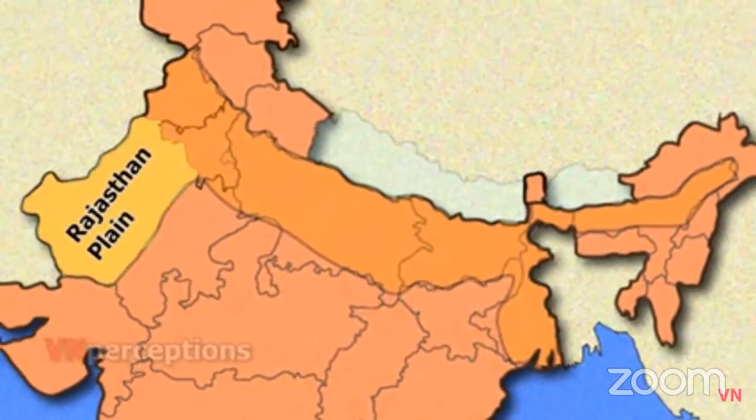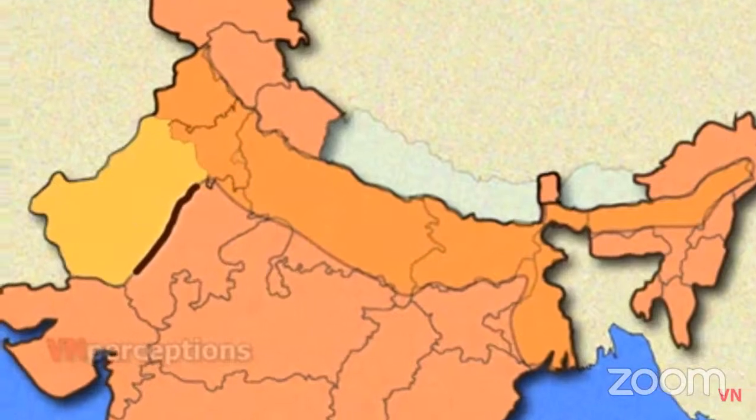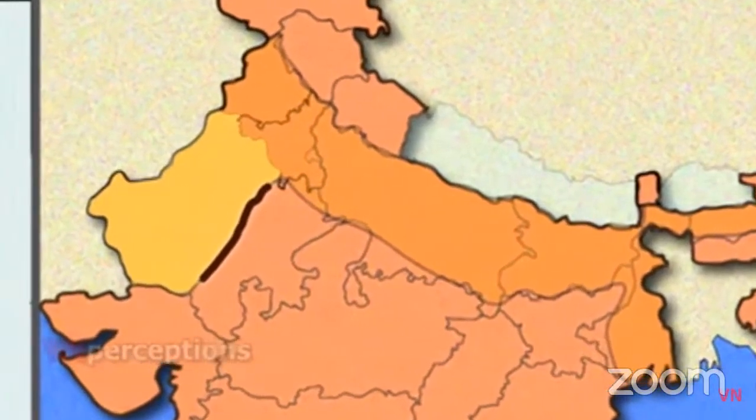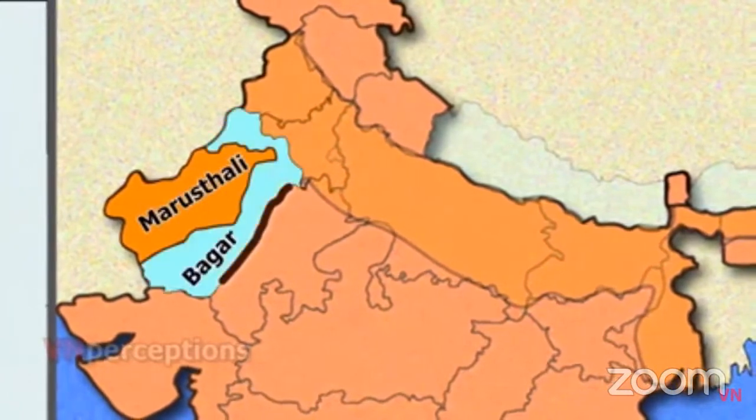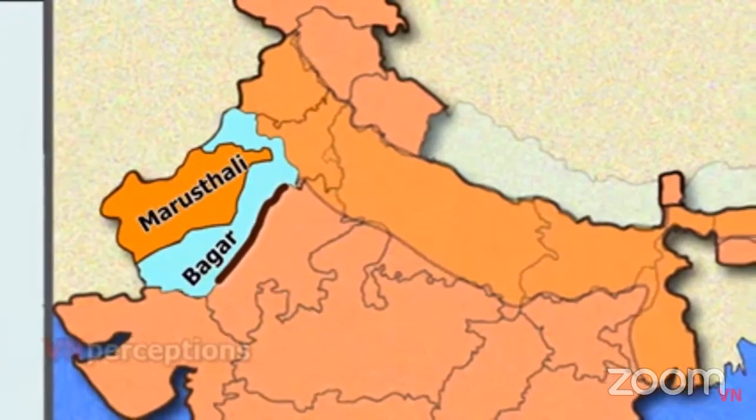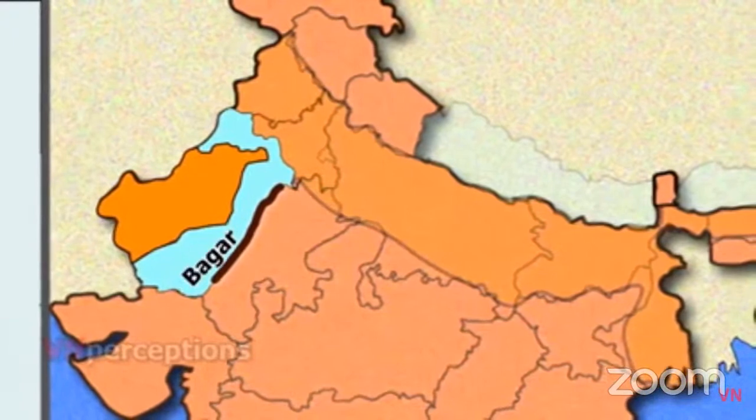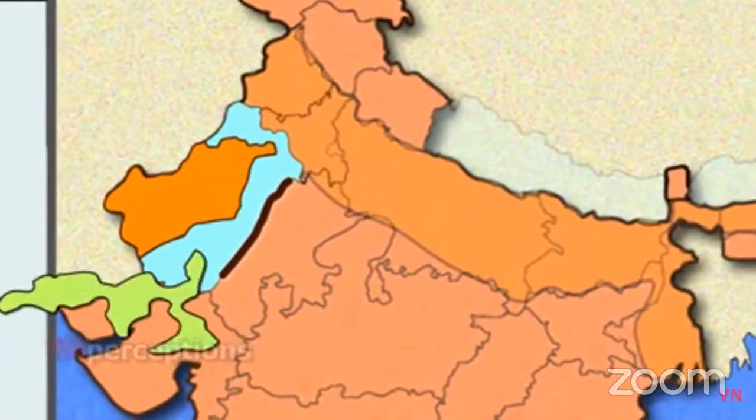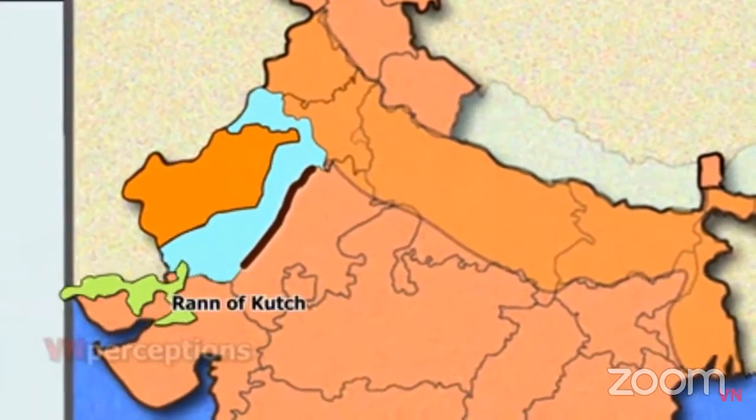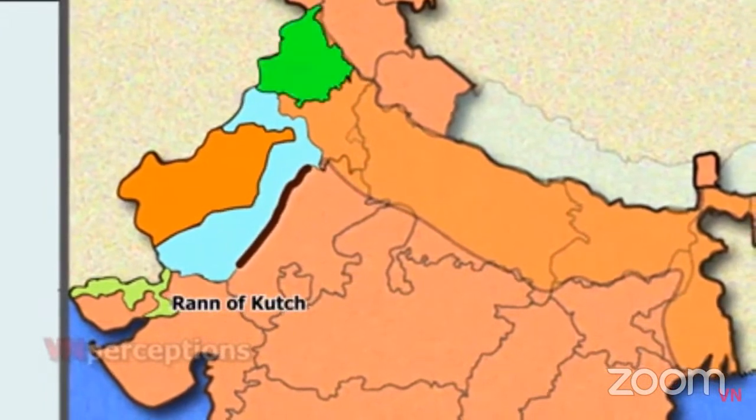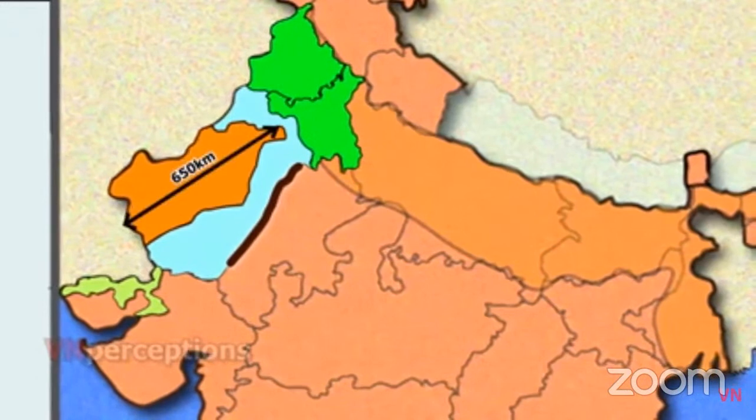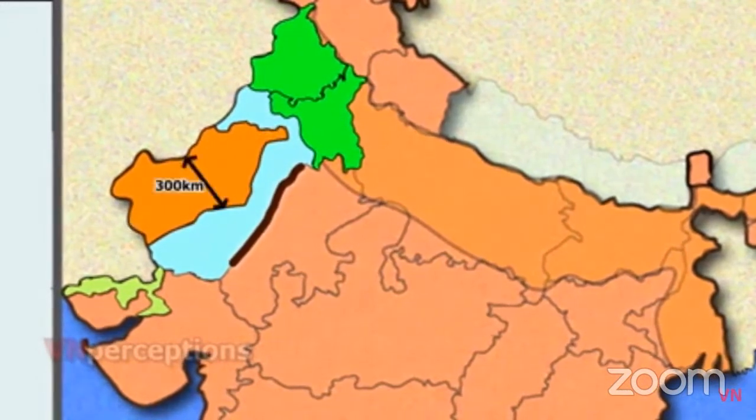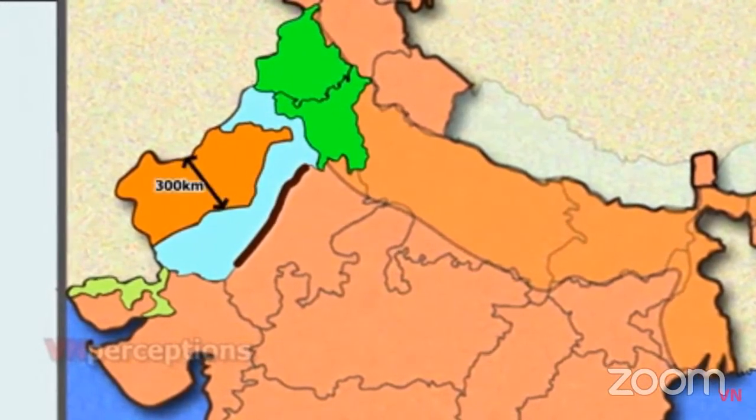The Rajasthan plain lies to the west of the Aravalli Range. This region is divided into two parts, the Marusthali and the Bagar region. Marusthali is the actual desert region. It stretches from the Rann of Kutch up to Punjab and Haryana. It is 650 kilometers long and 300 kilometers wide.